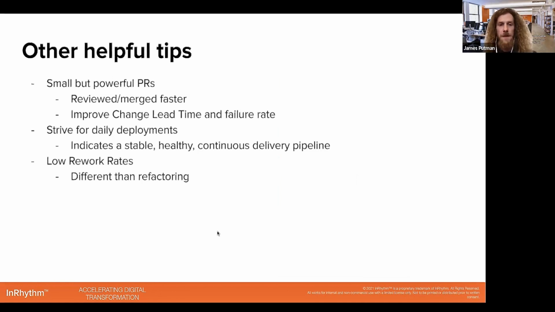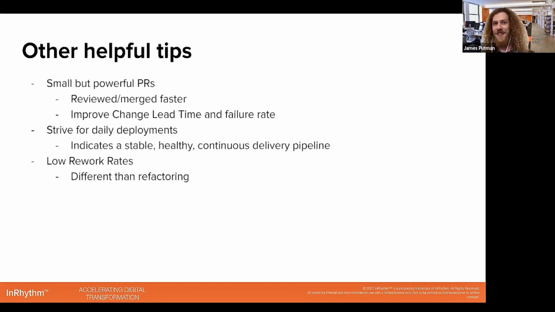Some other helpful tips. So aside from the DORA metrics themselves, there are some other things you can do to improve the overall process. In addition to helping some of the DORA metrics, small but powerful PRs. A lot of times you'll get a PR that's like 1,000 changes and it takes 5 or 6 people to review it. It's sitting there for a couple of days. That's not what you want.